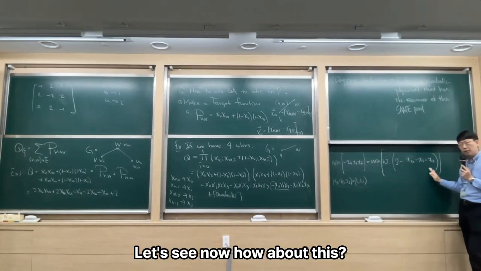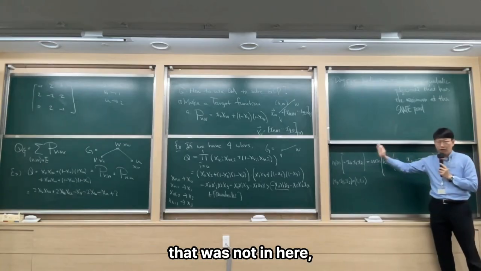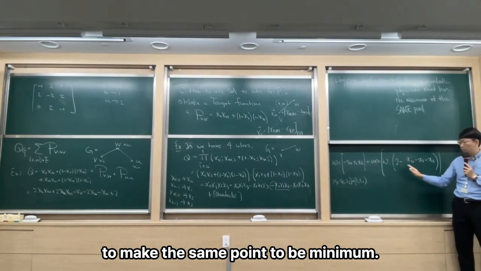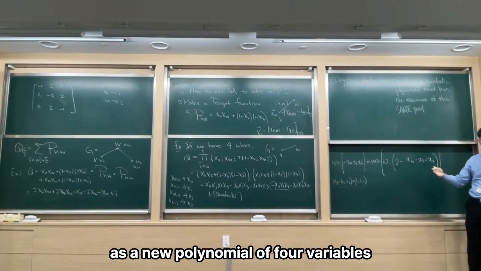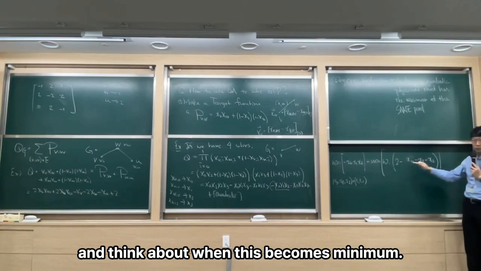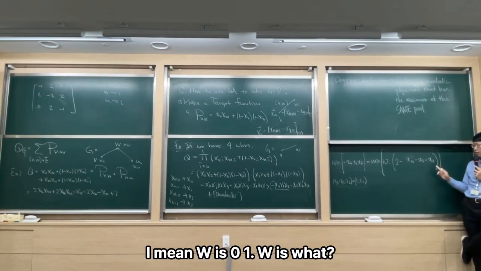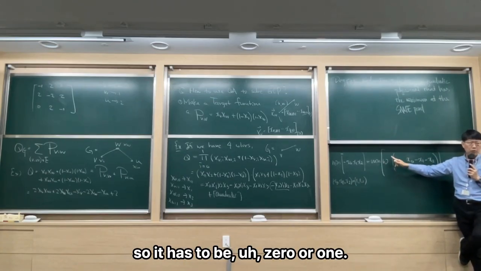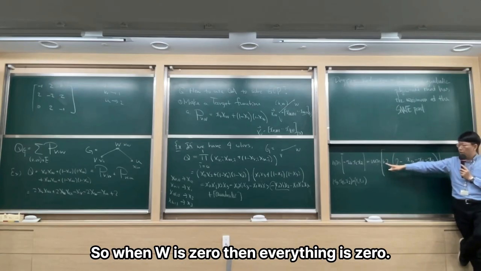Let's see now, how about this? We have a new variable, w, which is just another binary variable. It was not in here, but we had to add it in order to make the same point the minimum. So just think about this as a new polynomial of 4 variables and think about when this becomes minimum. How can you make this a minimum? W is also a binary variable, so it has to be 0 or 1. W is always 0 or 1. So there are 2 cases, right? So when w is 0, then everything is 0.